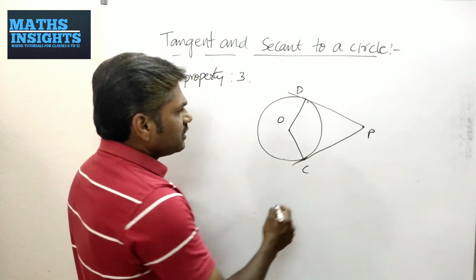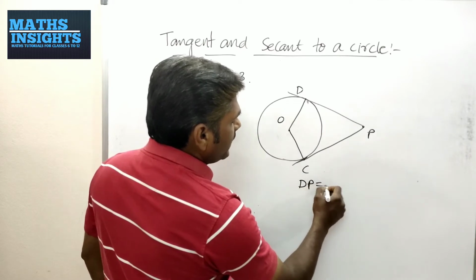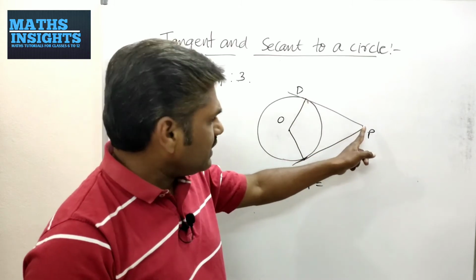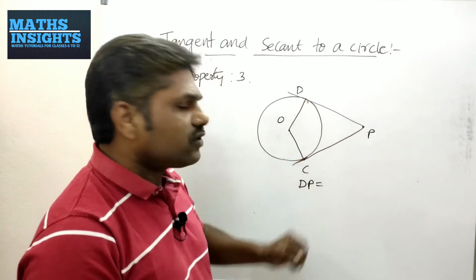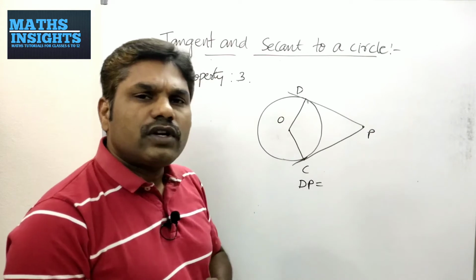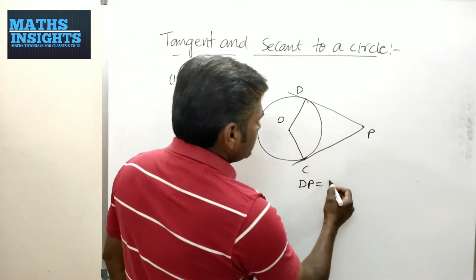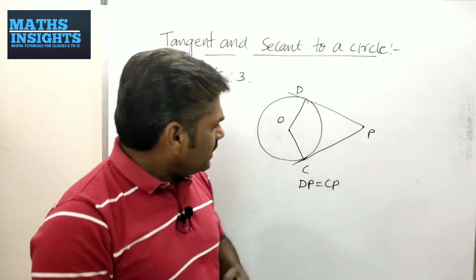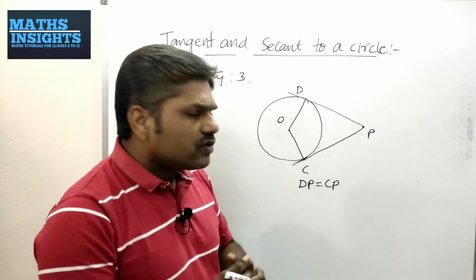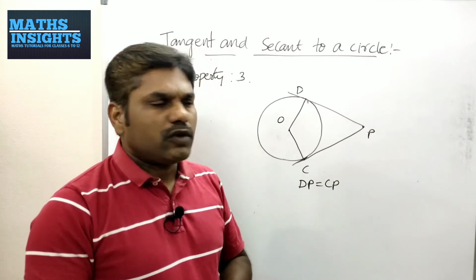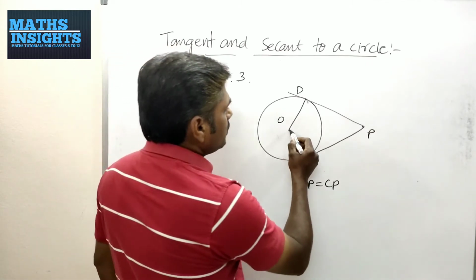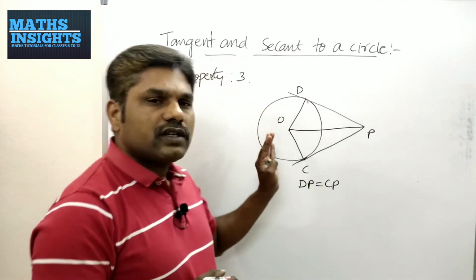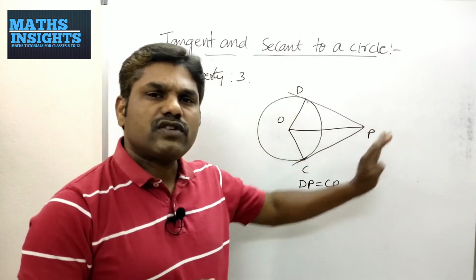From this figure, the length between D and P, the distance from here to here, is equal to the distance from here to here, nothing but the lengths of the two tangents. So DP is equal to CP. Here also there is various data through which you can solve different types of problems. If you join O and P, that will become the distance between the center of the circle and the external point P.